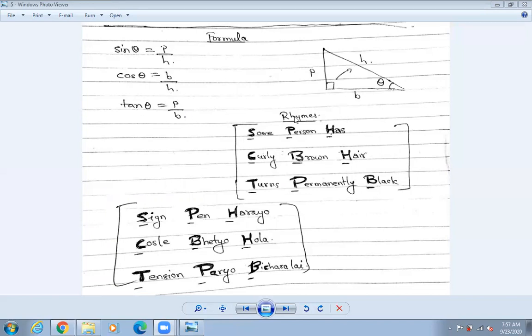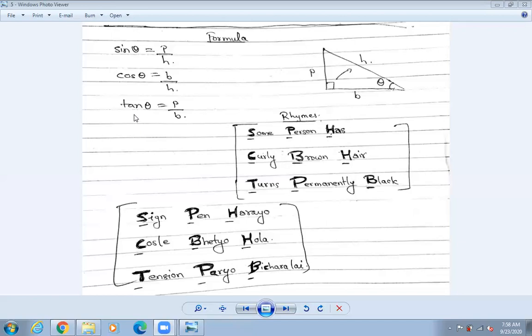Some rhymes are there. With the help of this rhyme we can easily know this formula. So let us learn this rhyme. This is in the English version, this is in the Nepali version. You can learn anything, and you can memorize the formula of sine, cos and tan very quickly, and you can remember it for your lifetime.